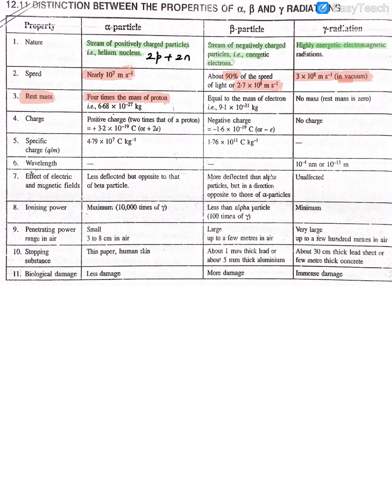Then next one, the beta particle is basically an electron, so it will be equal to what? Mass of an electron simply. And gamma radiation has no mass. Why has it got no mass? Because it is just a radiation in the form of photons.